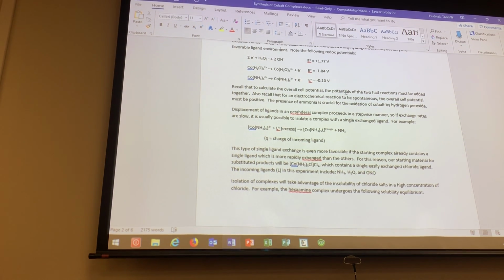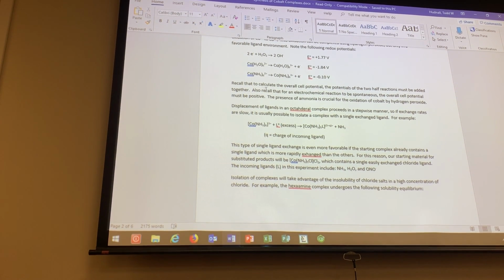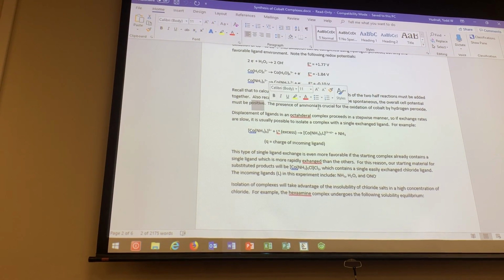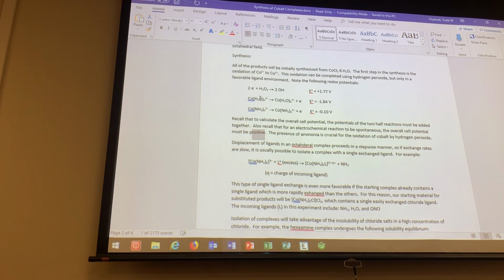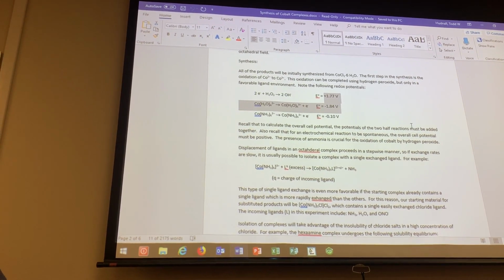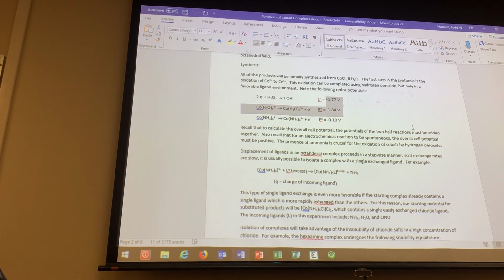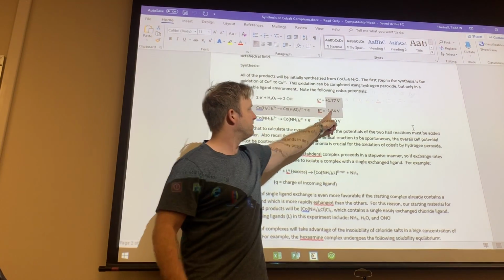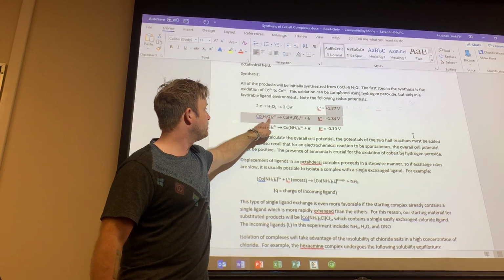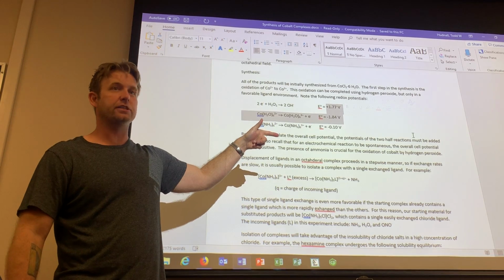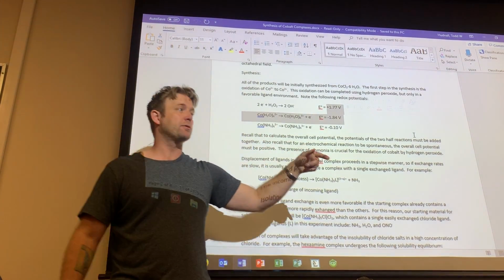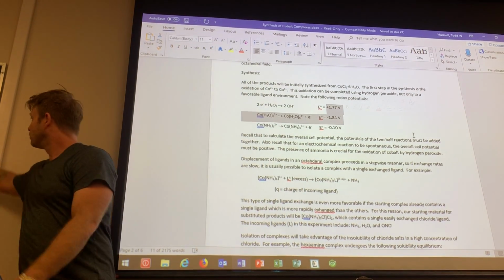Overall, you calculate the overall cell potential, the potentials of the two half reactions added together, and for an electrochemical reaction to be spontaneous, the overall cell potential must be positive. So if you try to do this chemistry by oxidizing the cobalt in water, the problem is you're going to get a negative 0.1 or so, give or take, a negative electrochemical potential. And so trying to do this oxidation in water is not a spontaneous reaction and therefore will not take place, okay?